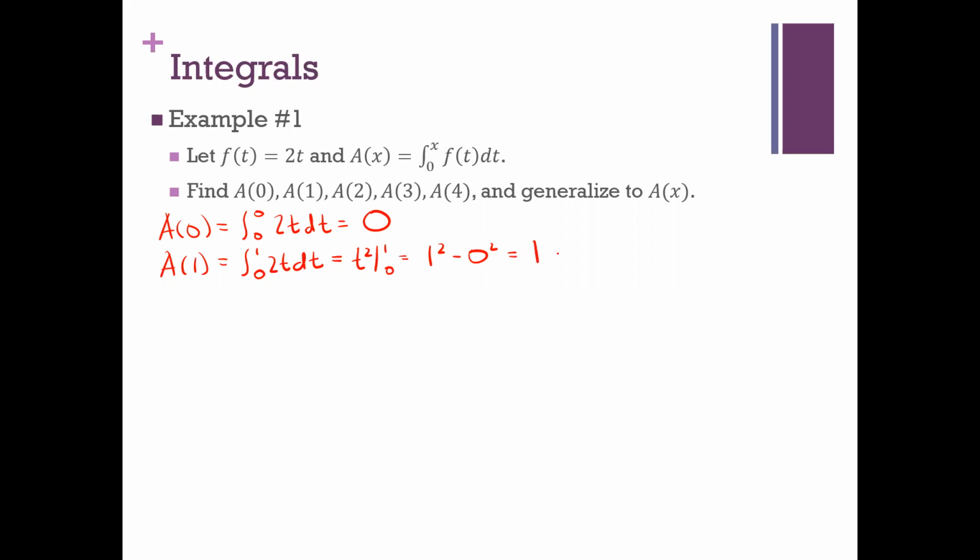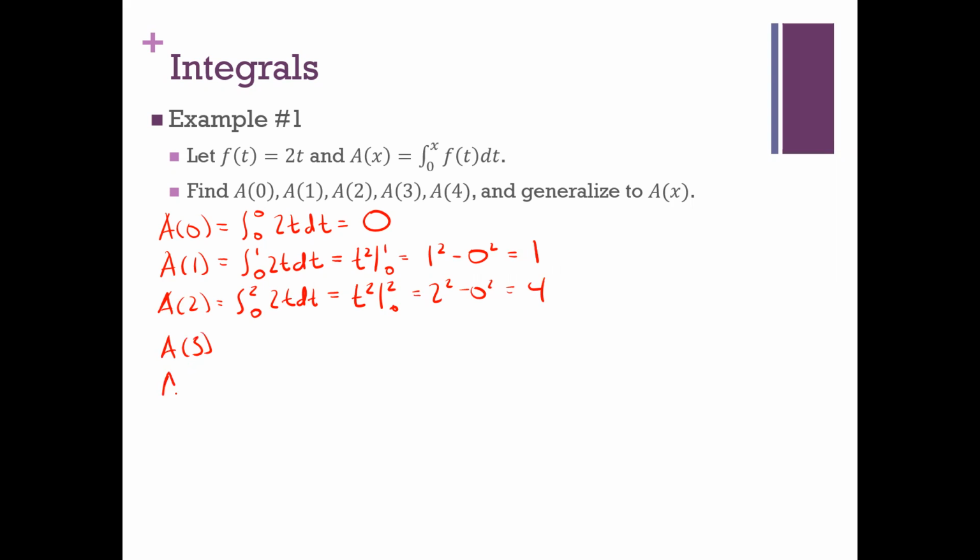It should be 1, right? Oh, yeah. All right. Let's go again. See if we see anything emerging. What's the antiderivative from, or the integral from 0 to 2 of 2t dt? Same antiderivative, right? So this should be 2 squared minus 0 squared, which is equal to 4.